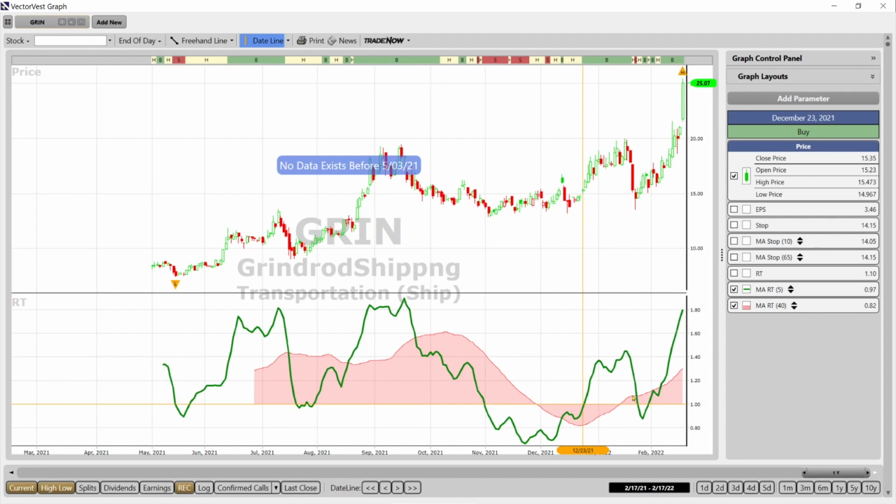And then we got a nice move to the upside, and notice the 40 period moving average of RT really did keep going to the upside here. The 5 period, which is much faster, did come down and cross below right here, and that could be for the conservative to prudent investor, swing trader, an opportunity to take some profit.